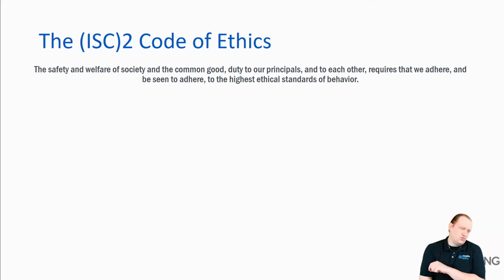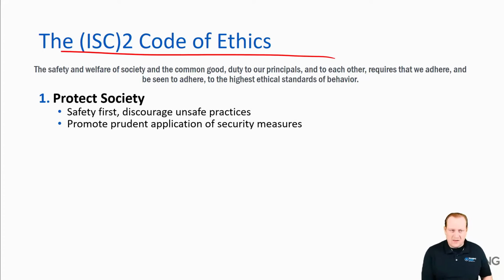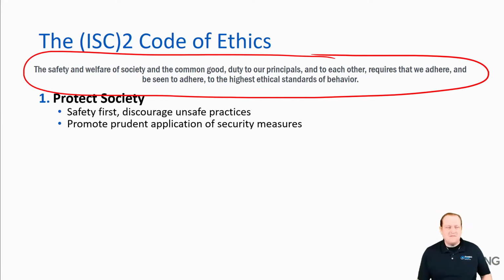The ISC2, or ISC squared, Code of Ethics. They say in their foreword, the safety and welfare of society and the common good, duty to our principles and to each other, require that we adhere to and be seen adhering to the highest ethical standards of behavior. Okay. They then go on to elaborate, and they say, all right, you've got to protect society. It's a pretty good policy statement, all things considered, isn't it? Did they get into the details up there with that sort of foreword, with that policy statement? No, they didn't. They just made it clear that ethics is important to them.